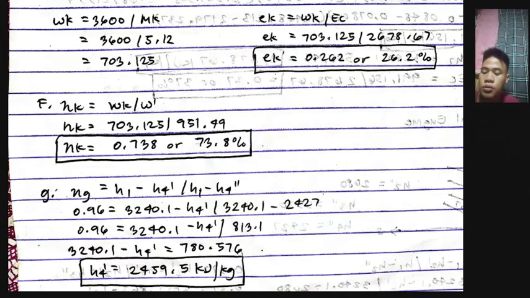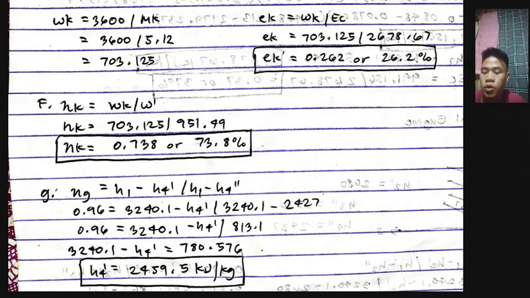So next for our letter F, NK equals WK over W for the formula of NK. By substituting it and also by calculating it, we got the answer of 0.738, or 73.8%. So last for our letter G, NG equals (H sub 1 minus H sub 4) over (H sub 1 minus H sub 4s). By substituting it, we got 0.96 for the value of NG.